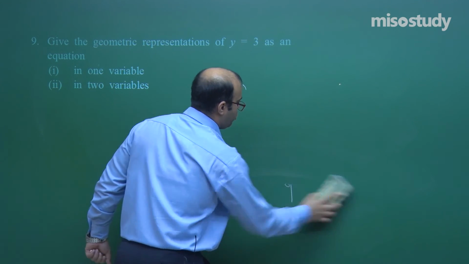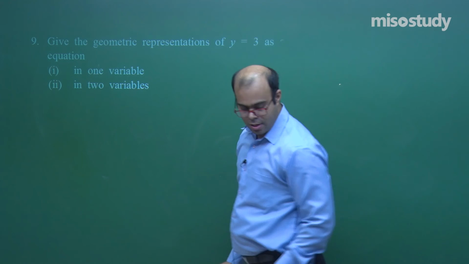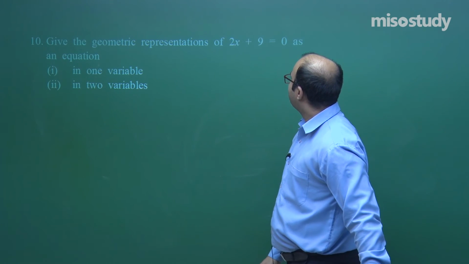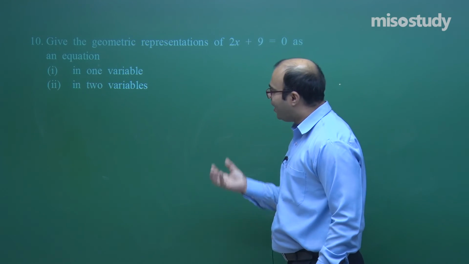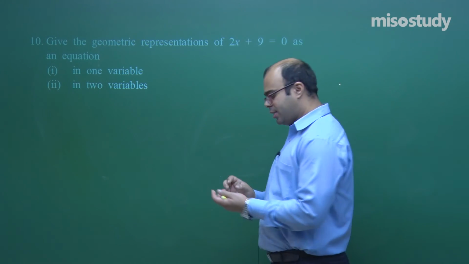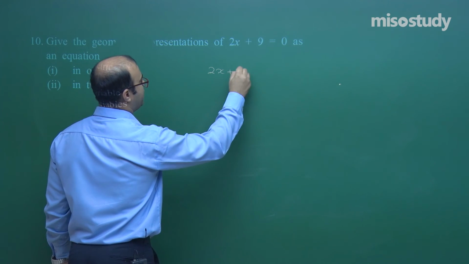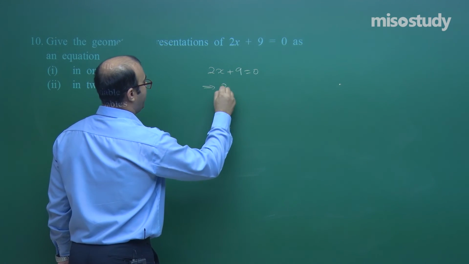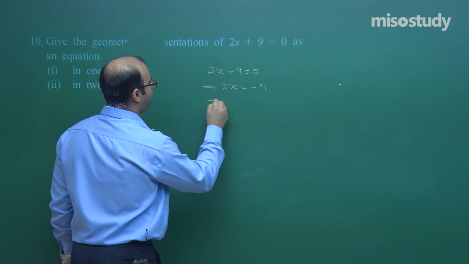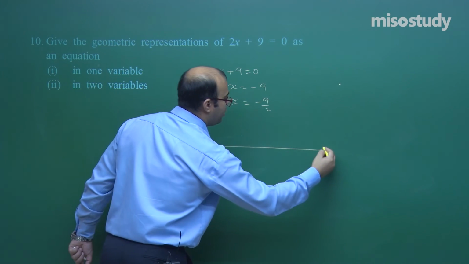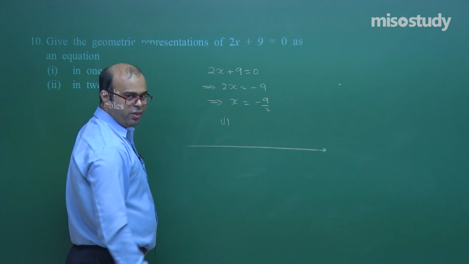Let us come to the next question, the last question. This question says, give the geometric representation of 2x plus 9 equal to 0 as an equation in 1 variable as well as in 2 variables. Similar question. So for 1 variable, first let us write it like this. 2x plus 9 equal to 0 means 2x is equal to minus 9, which means x is equal to minus 9 by 2. Now this is a number line, since we are talking about 1 variable, first case.